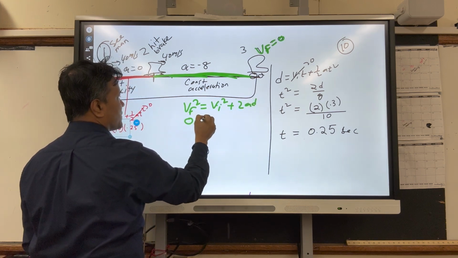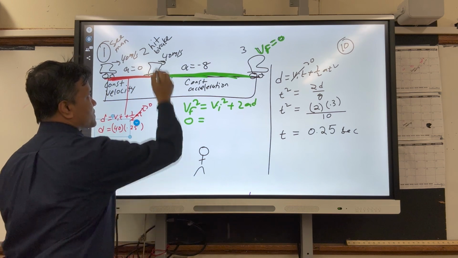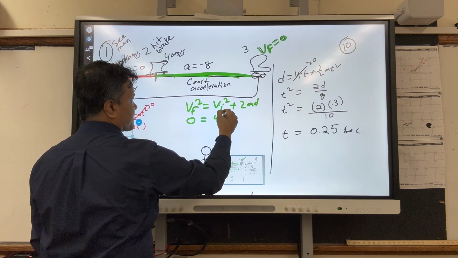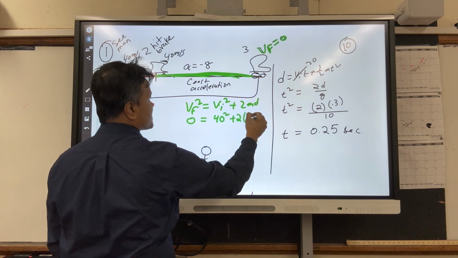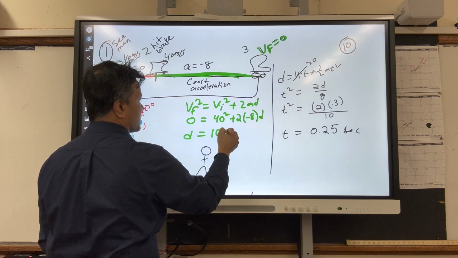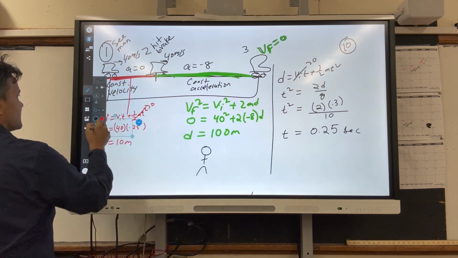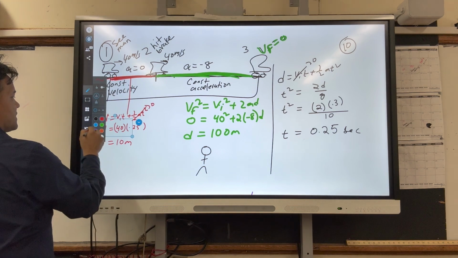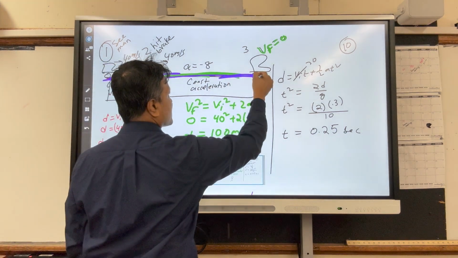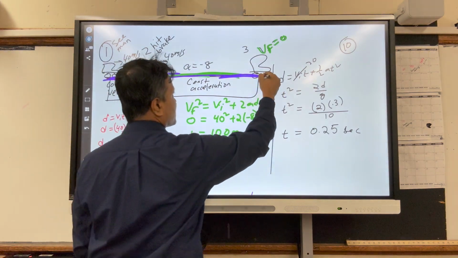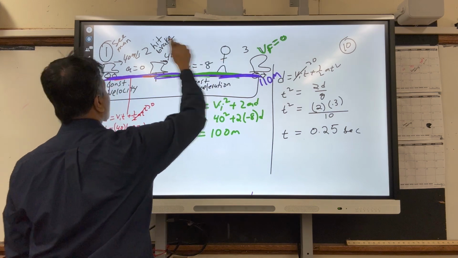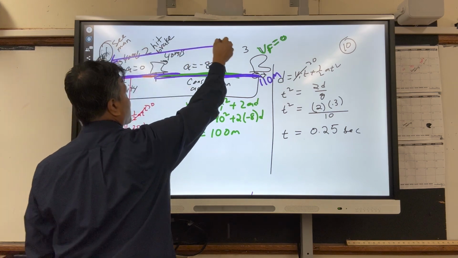So this is 0, and v squared, of course, this is 40 squared, plus 2, of course, this is negative 8, and d, right? So d is 100, so 100 meters. So from here to here is 110 meters, right? 110 meters. The man is only 60 meters away, from here to here, okay?